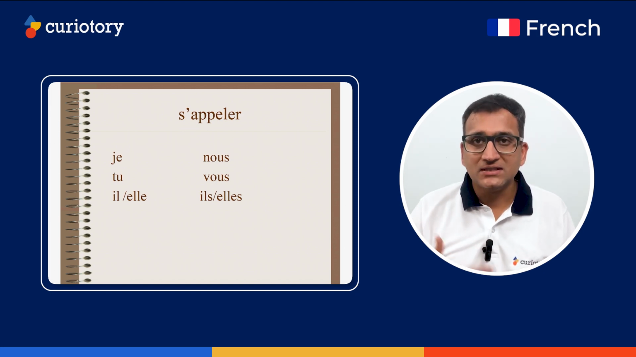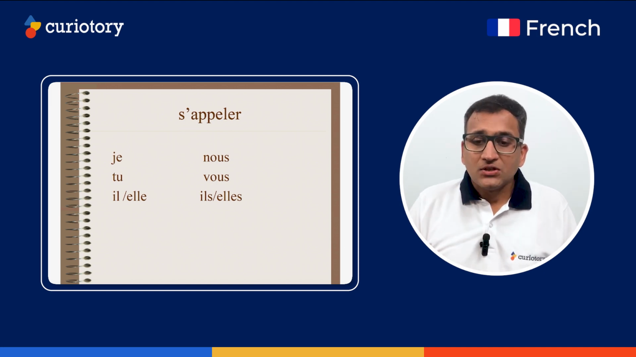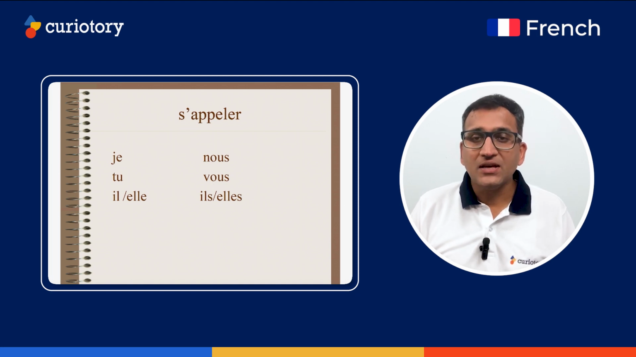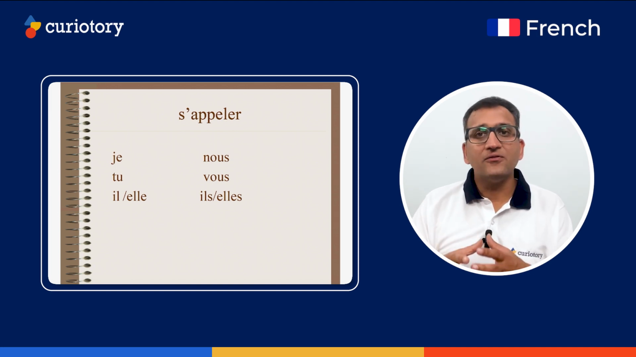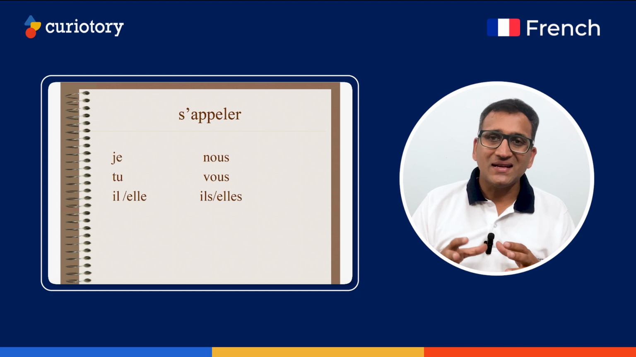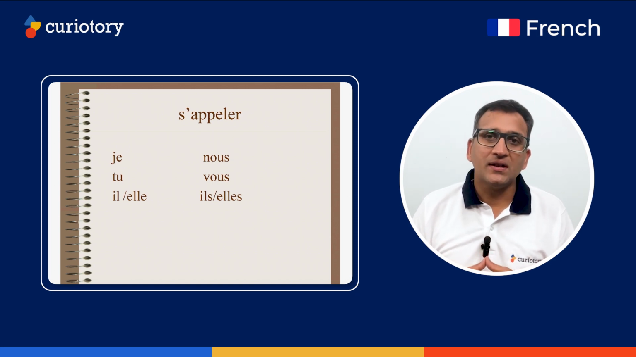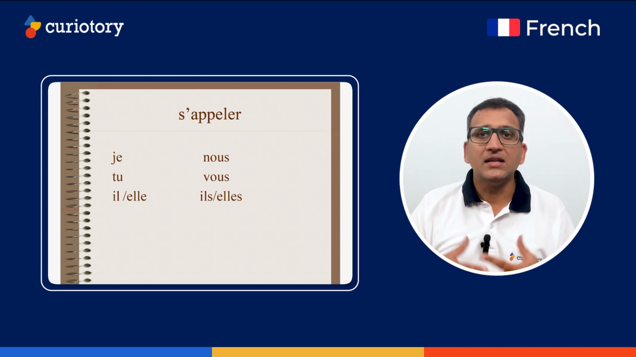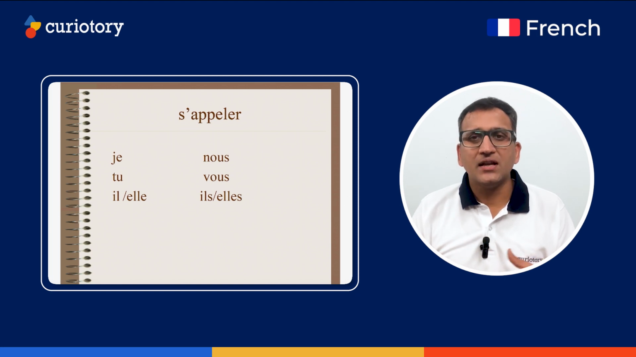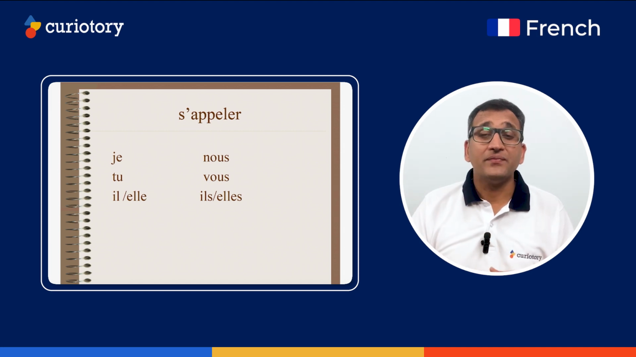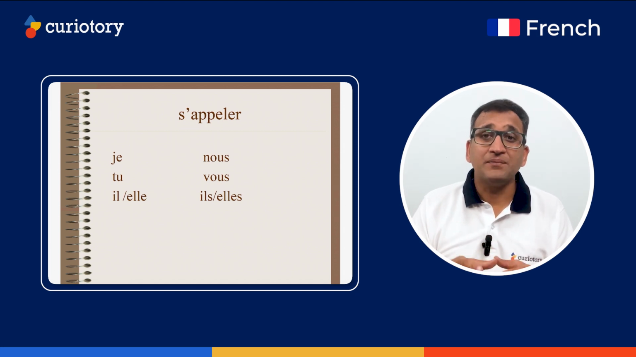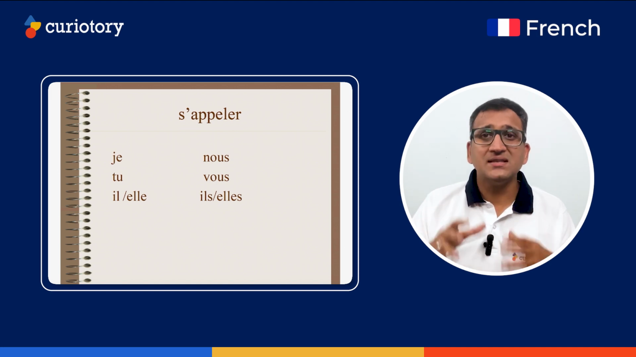Now let's look into the detail of the verb s'appeler. This is the main verb s'appeler, you see here, and then je, tu, and all the subjects are written. Now in French, every verb has its conjugations. It's not as simple as in English. Let me give you one example. Let's say in English, the verb is to watch: I watch, you watch, he watches, she watches, you watch, they watch. So normally the word watch remains the same except for he or she. So the concept is easy.